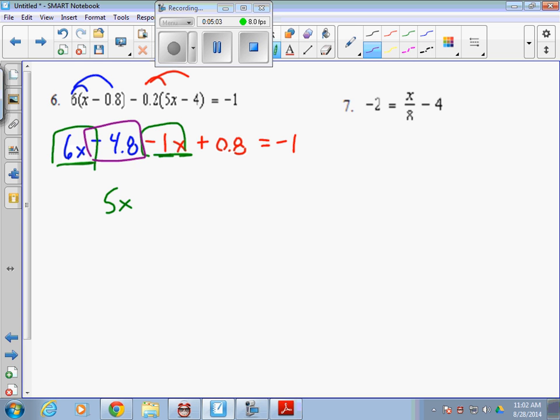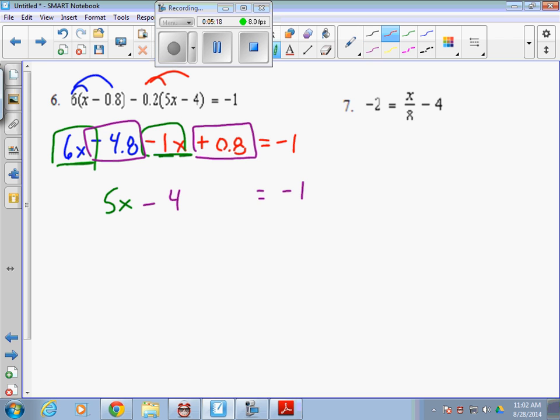Negative 4.8 and positive 0.8 is going to be negative 4.0. So now you've got 5x minus 4 equals negative 1. Looks a whole lot better. All those decimals and stuff are gone.